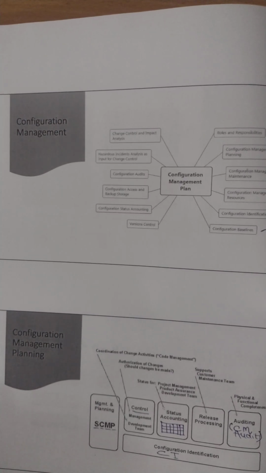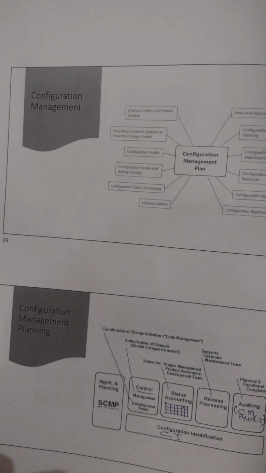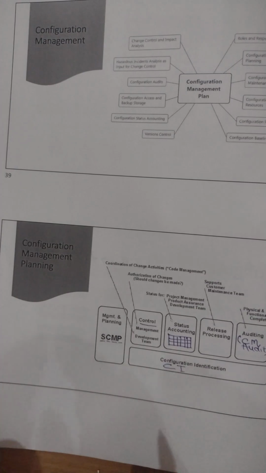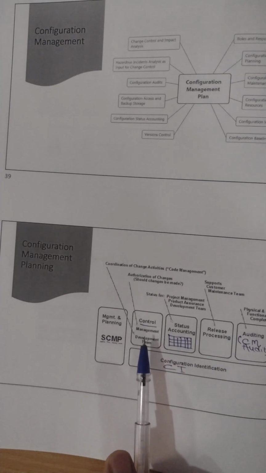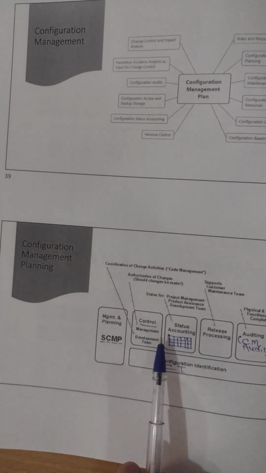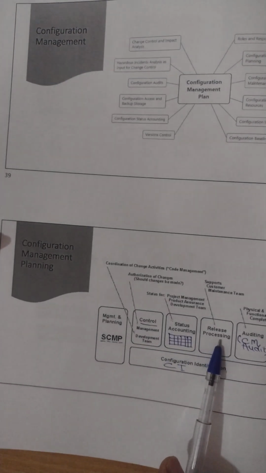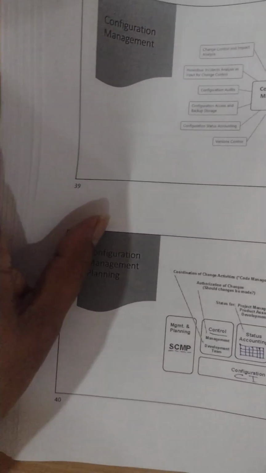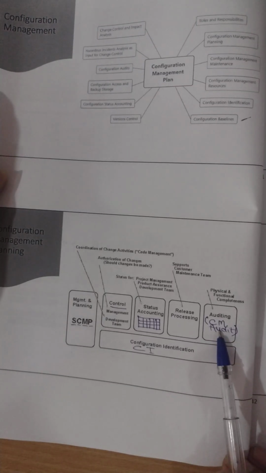Now configuration management planning is an integral part of software project planning or the integrated project management plan. And then here we have various activities, like we control it, we have the status accounting, we have the release processes in place, and we have the configuration management audit also. So these are some of the activities which have to be performed.